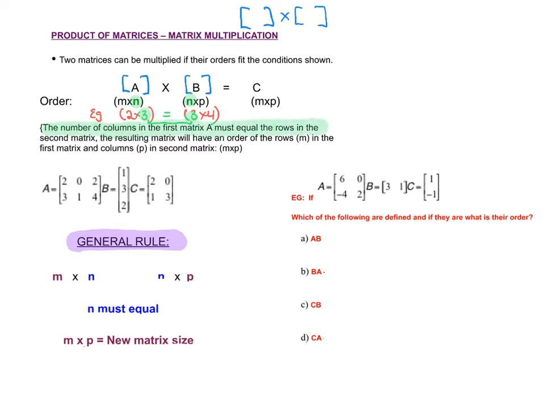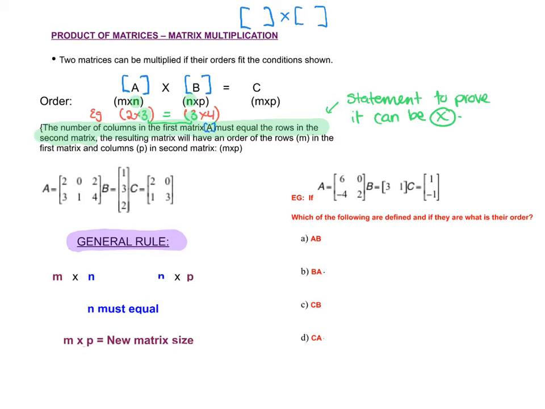You can multiply these two matrices because the number of columns in the first matrix must be equal to the rows in the second matrix. Just in this example it's called A, it might be called something else in yours. That's all you need. That's the statement you need when you need to prove that it can be multiplied.